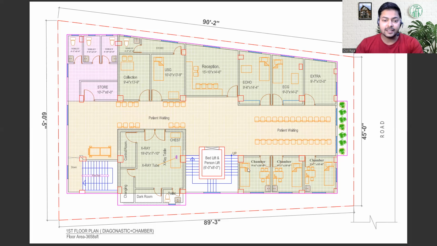where we can accommodate any patients who want to get admitted in the hospital. And then we have to just move over here, and you can see just in front of the staircase we have our reception which has a space of 15 feet 10 inches by 14 feet 6 inches, which is a very good space.